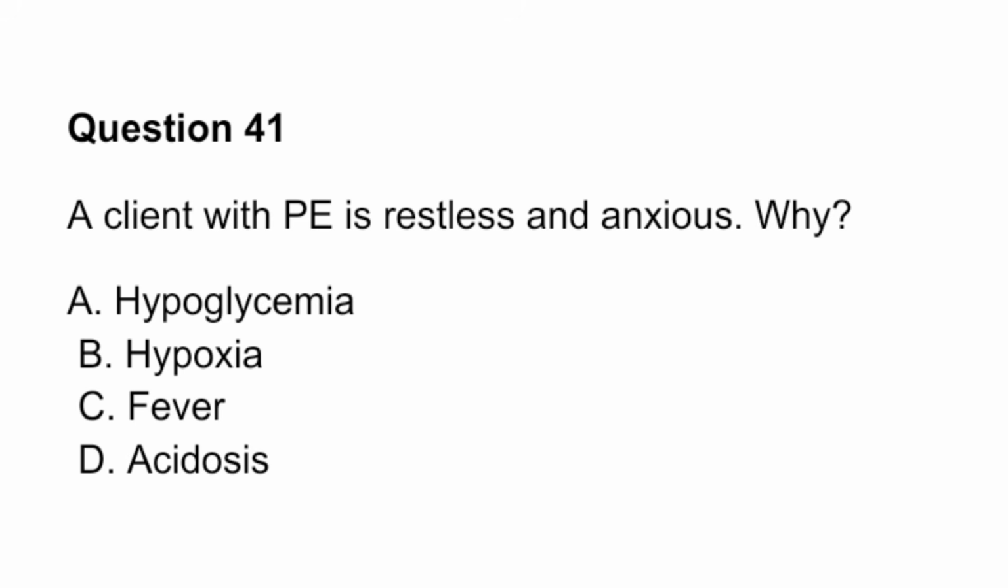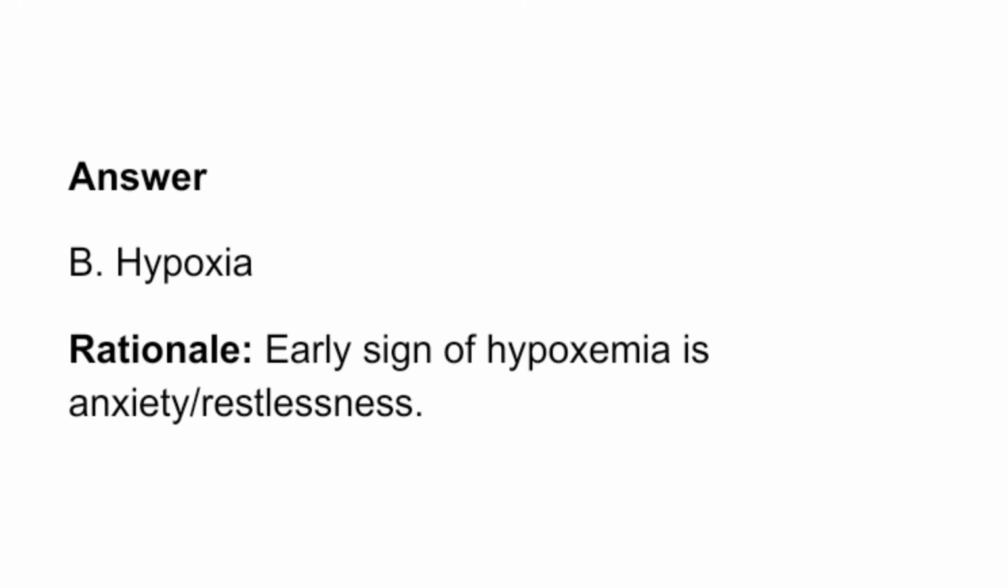Question 41. A client with PE is restless and anxious. Why? A. Hypoglycemia. B. Hypoxia. C. Fever. D. Acidosis. Answer: B. Hypoxia. Rationale: early sign of hypoxia is anxiety or restlessness.